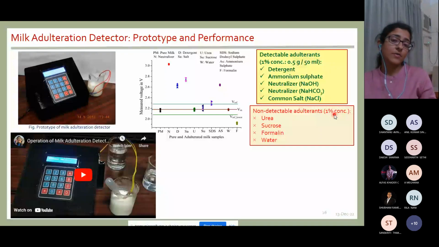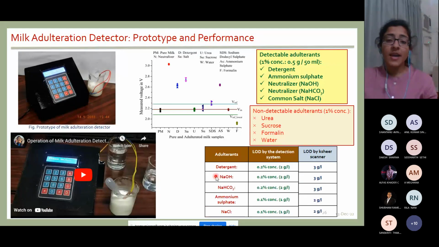We also found what the problem is, because the adulterants we could detect have ionic bonds, and these others are covalent bond adulterants. So our instrument couldn't detect those things. But maximum adulterants it can detect.